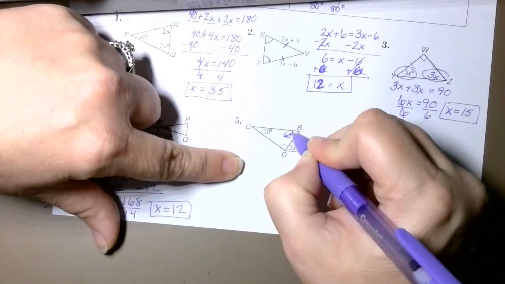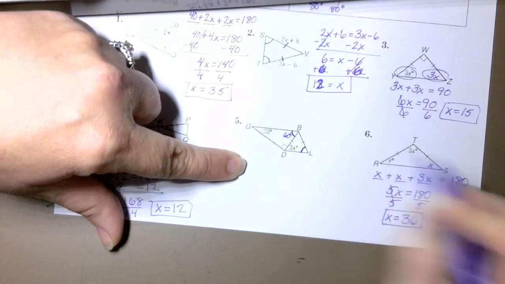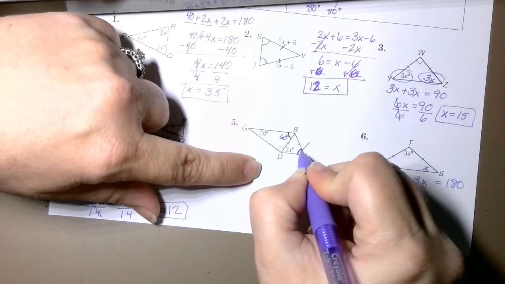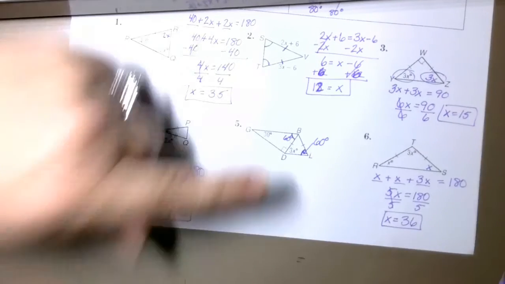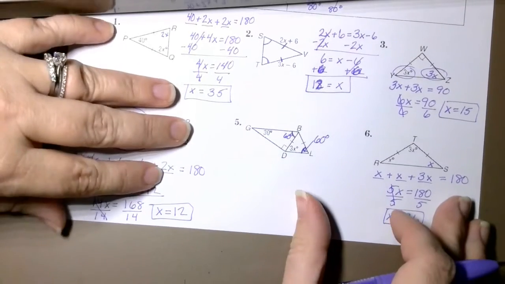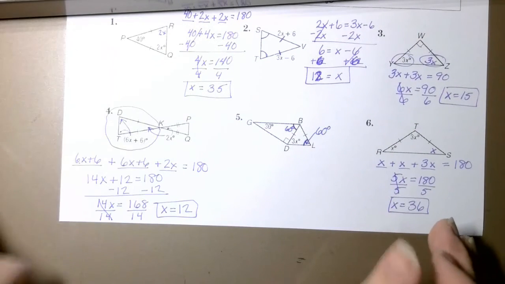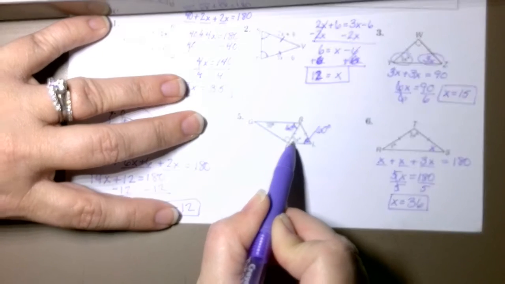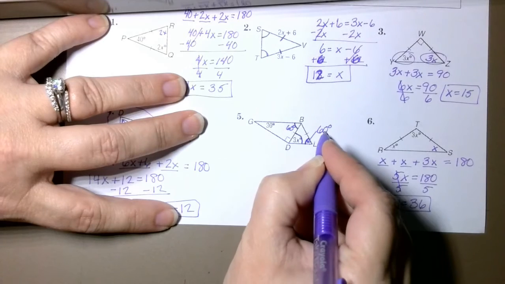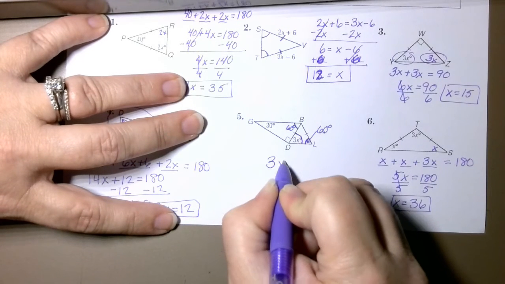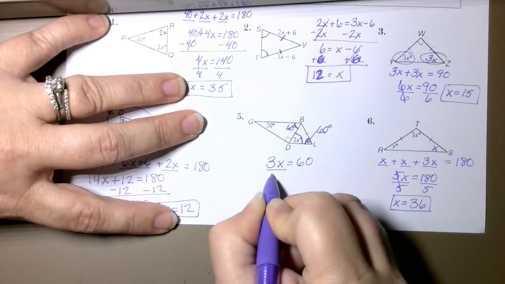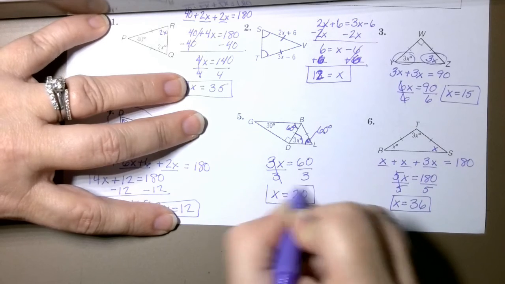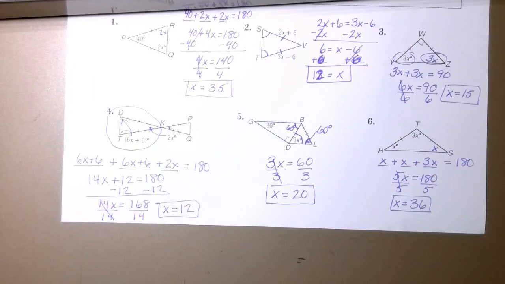Now, this has a little marking on it. And there's another angle here that has a little marking. What does that mean? They're congruent. So if I know this is 60, guess what? That is also 60 degrees. What other angle is going to be congruent to that one? Isn't this a base angle? So this is also a base angle. So guess what? That is also 60 degrees. So I can just set 3x equal to 60 degrees. And what does x equal? 20. Not too bad?